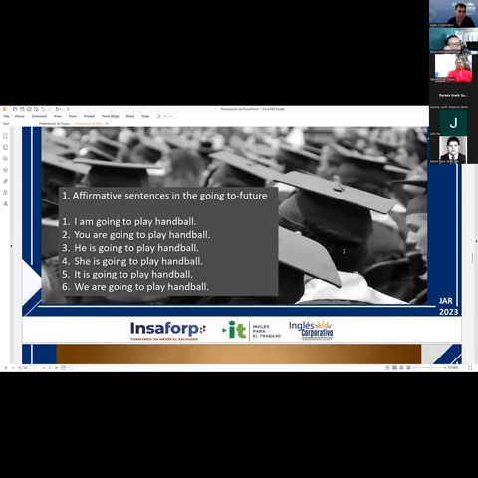Check this example. Affirmative sentences in the going to future. I'm going to play handball. You're going to play handball. So this is for the form. I am, you are, he is, she is, it is, and we are going to play handball. I'm going to play handball. What is that? A prediction or a plan? What do you think it is? It's a plan.